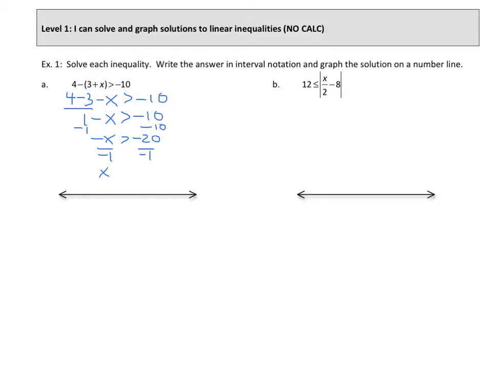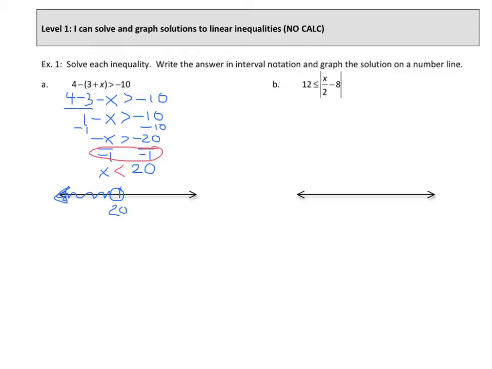And then remember that if you divide both sides by a negative, or if you multiply both sides by a negative, your sign has to flip. So we get x is less than positive 20. And then I put 20 on a number line. That's an open dot, and x is less than 20 would be shaded to the left.